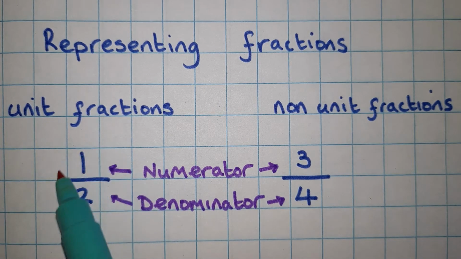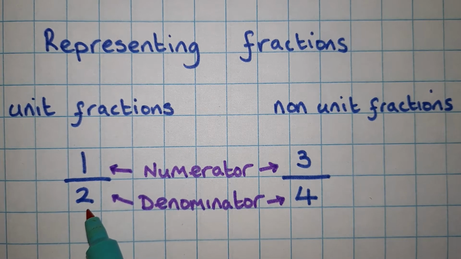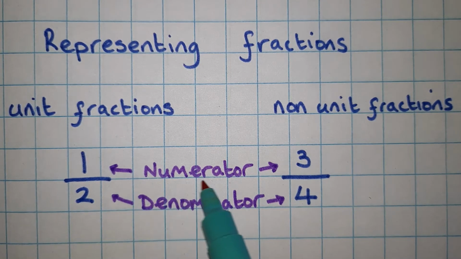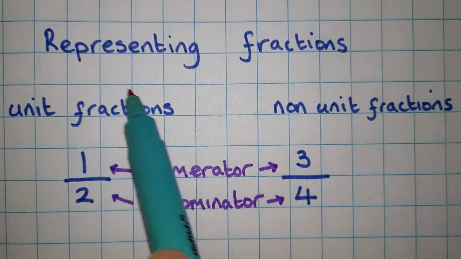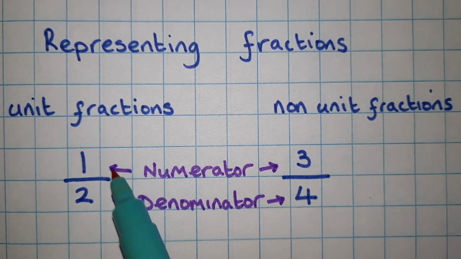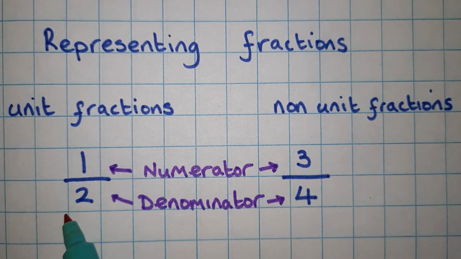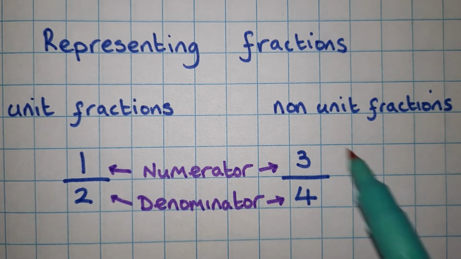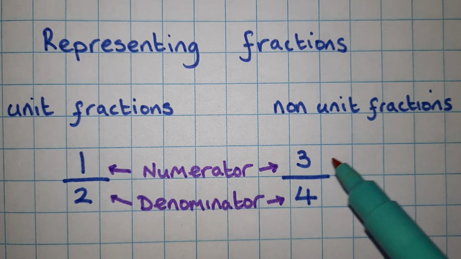Now the fraction has two parts to it. The bottom number, the denominator, tells us how many parts the whole or the group has been split up into. And the numerator tells us how many of those parts are actually present. In the case of unit fractions, the numerator is always 1. So in the case of 1/2, the whole or the group has been split up into two equal parts and there is 1 present.